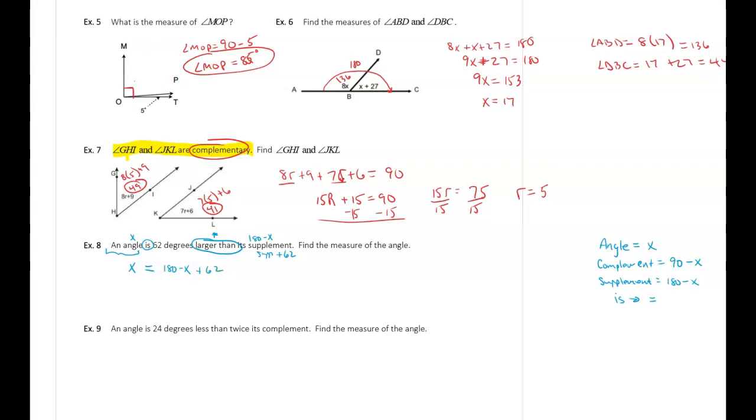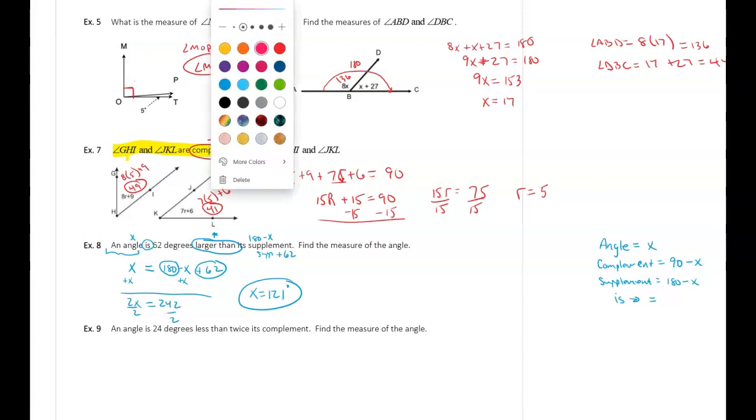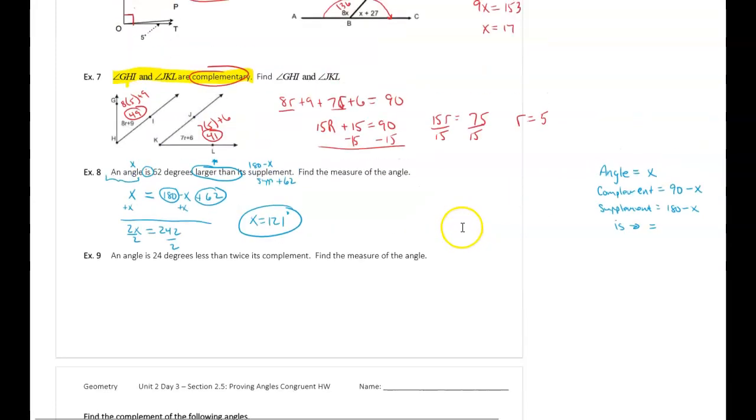Now what I can do is solve for x, and that will give me the measure of the angle. So, add x to both sides, I get 2x equals, what is 180 plus 62 going to give me? 242. When I divide by 2, I get x is equal to 121 degrees. So right away, I know my angle measure is 121 degrees. Okay, do me a favor, take the next problem and try it on your own, and we'll come back and look at it.